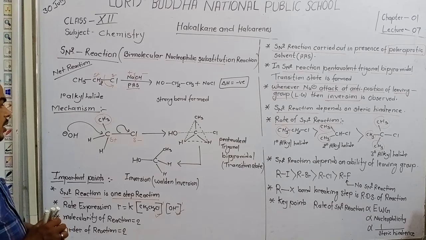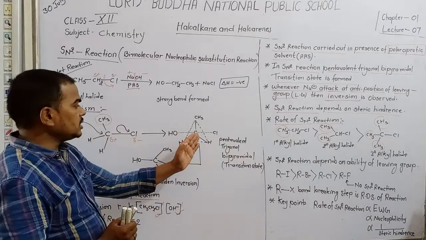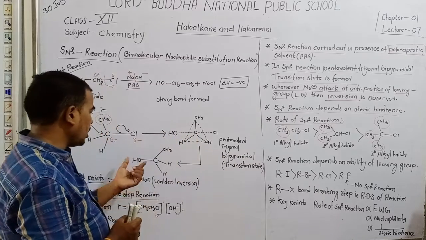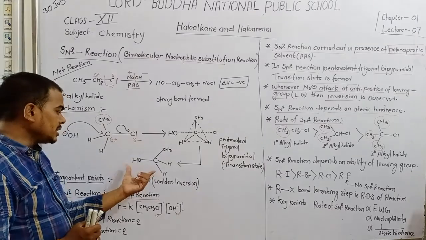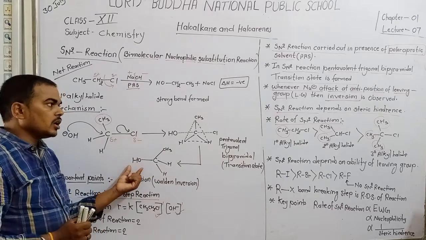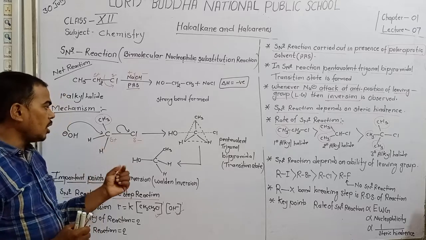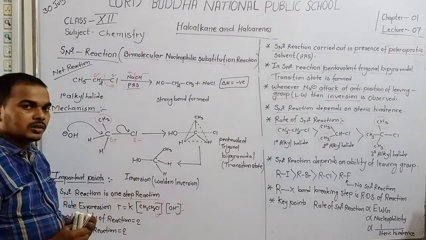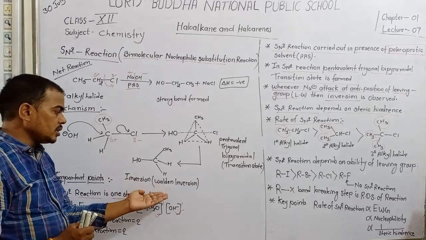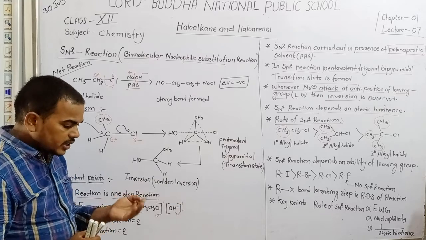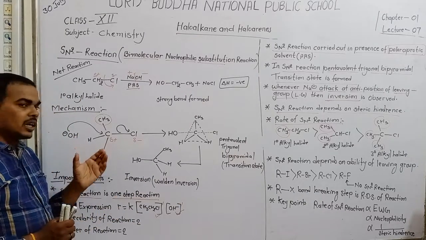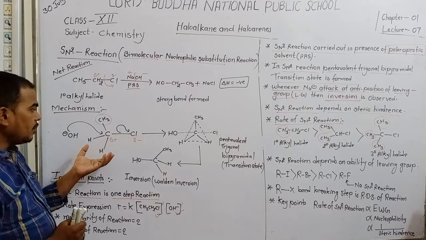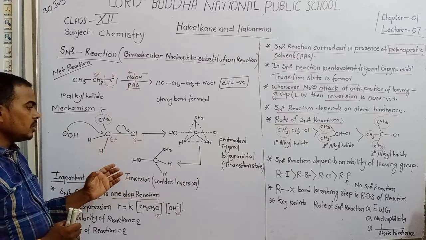Dear student, when chlorine leaves from the site and OH joins the carbon, a compound is formed. In this compound, OH is attached at the anti-position of the chlorine. So this is known as inversion. This inversion is also known as Walden inversion. Dear student, this reaction is like an umbrella. In an umbrella, you observe here, the inversion is like an umbrella.